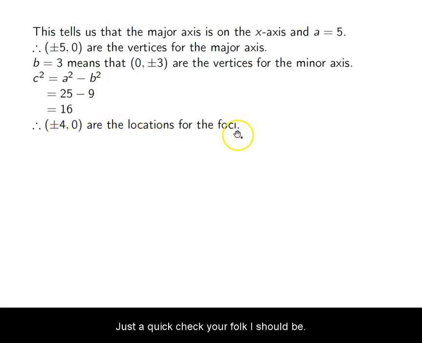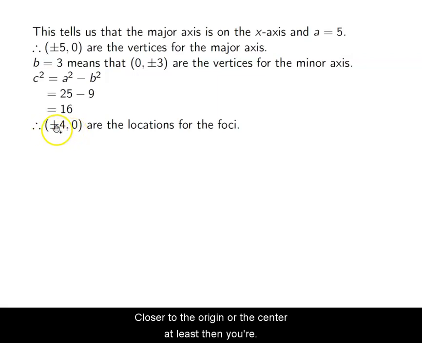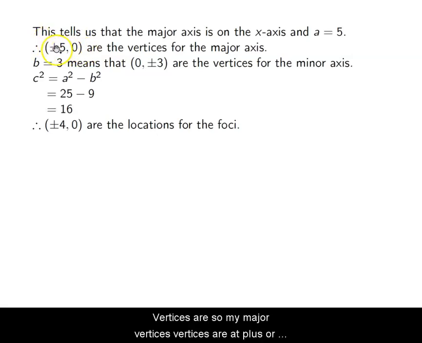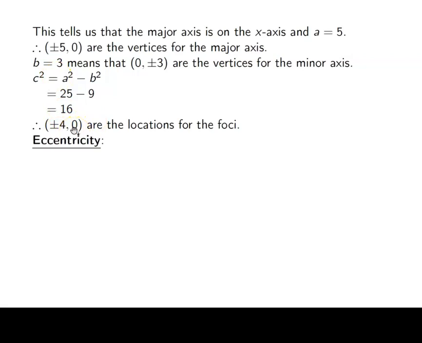Just a quick check: your foci should be closer to the origin, or the center at least, than your major vertices are. My major vertices are at plus or minus 5. My foci are at plus or minus 4. So these are within the ellipse. We're going to graph this in just a second, but first let's talk about something called eccentricity.